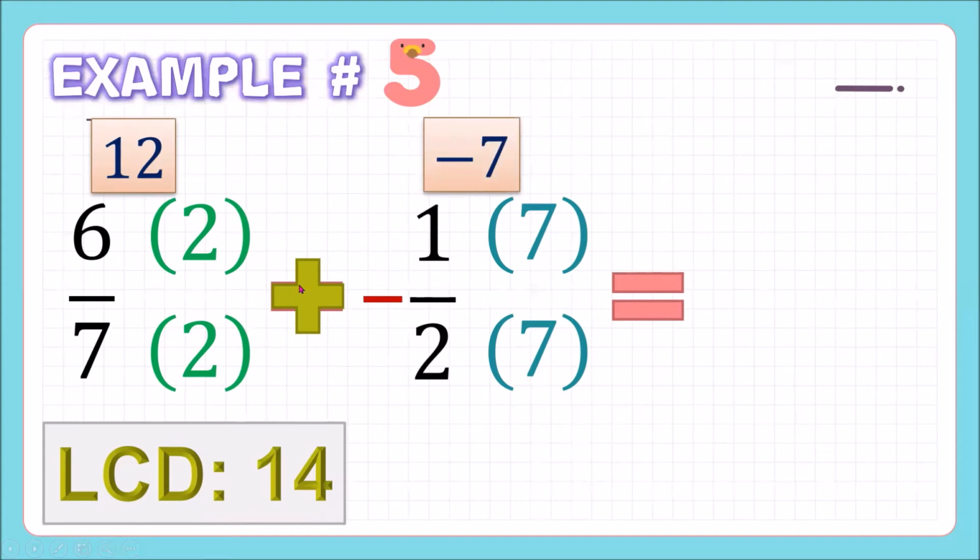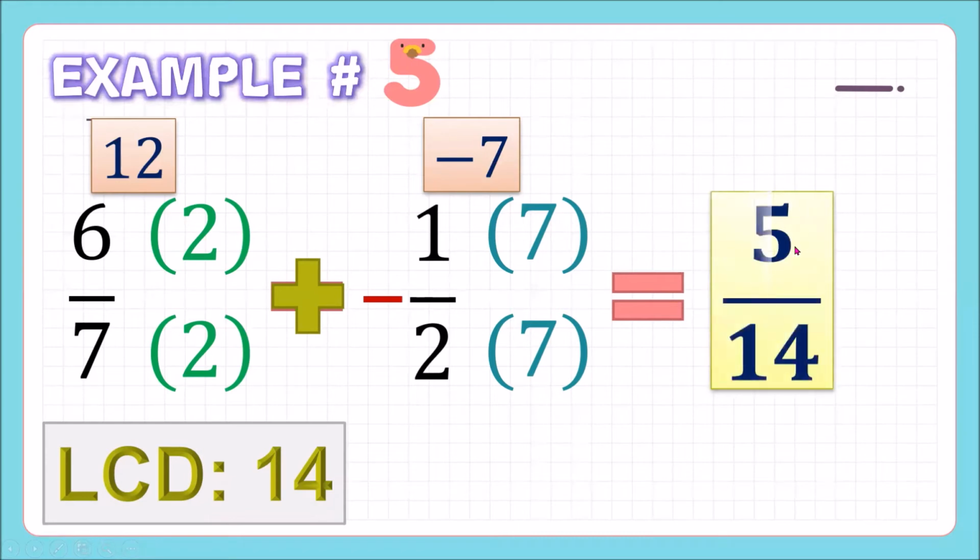So we have 12 plus negative 7, so different sign, subtract. 12 minus 7 is 5. And then the sign is positive because 12 is greater than negative 7. So we have positive 5 over 14. No lowest term for this one.